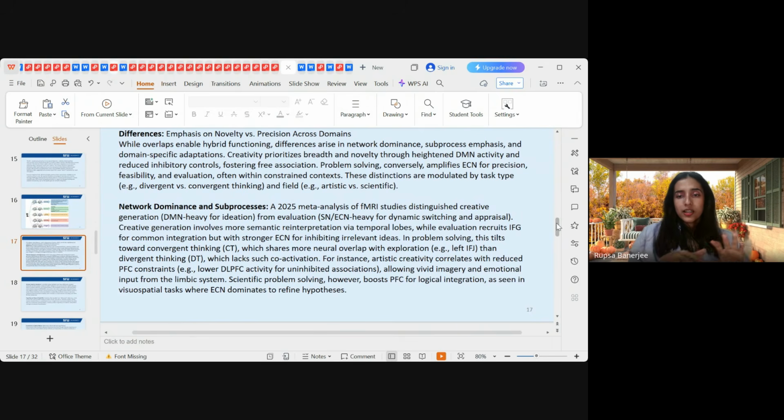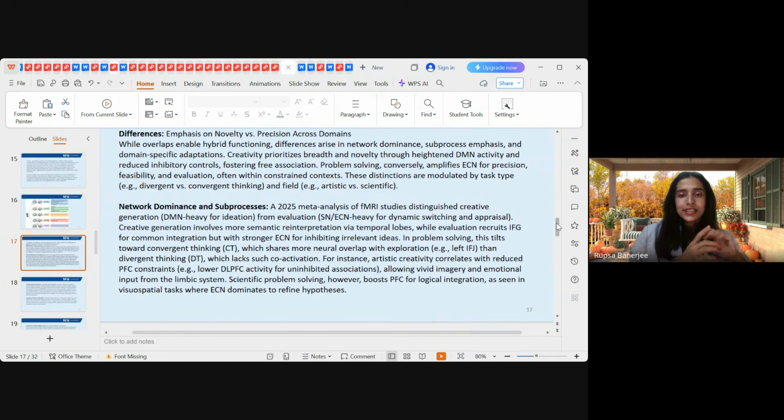Sorry, the prefrontal cortex, actually, that is not correct. The prefrontal cortex actually promotes artistic creativity. Okay, so it does not introduce reduction in DMN activity. It actually promotes it. So please excuse that. So artistic creativity correlates with reduced prefrontal cortex constraints, allowing vivid imagery and emotional input from the limbic system.